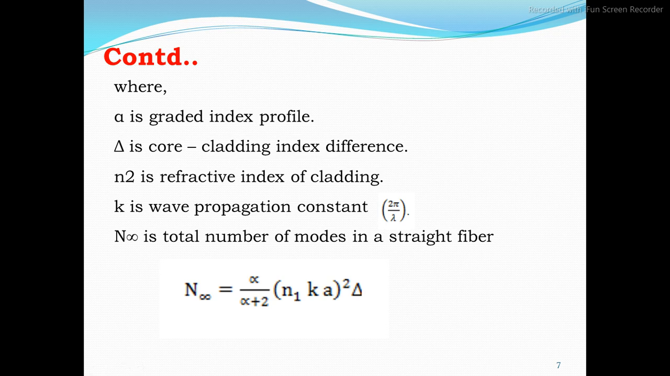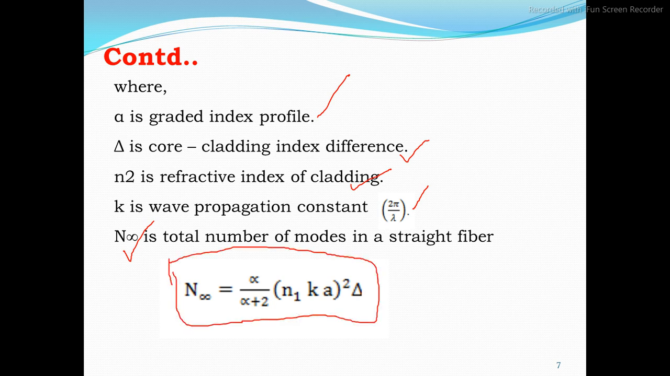Next one, delta is the representation of the core-cladding index difference. n2 is the refractive index of the cladding material, where k is the wave propagation constant, whose value is 2 pi by lambda. N suffix infinity is the total number of modes in a straight fiber. Therefore, the final expression is N suffix infinity equal to alpha by alpha plus 2 of (n1 into k into a) whole squared into delta, where n1 is the refractive index of the core.